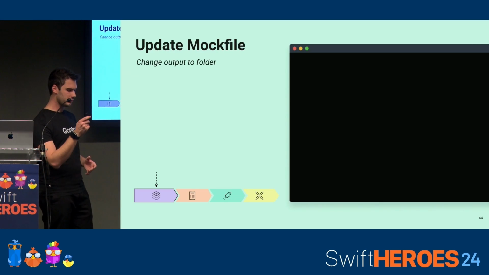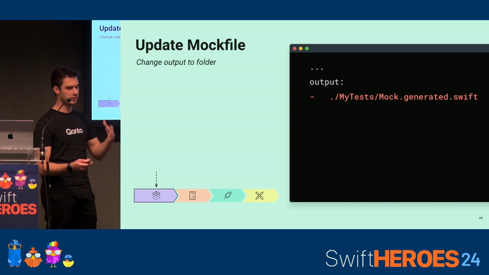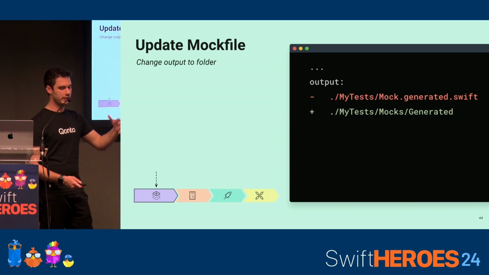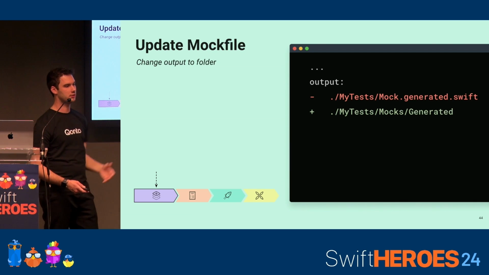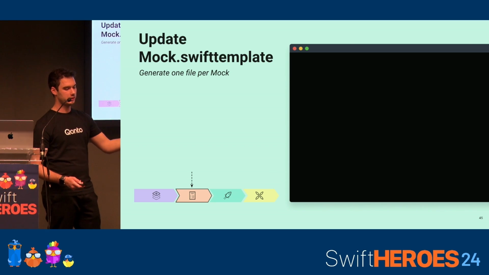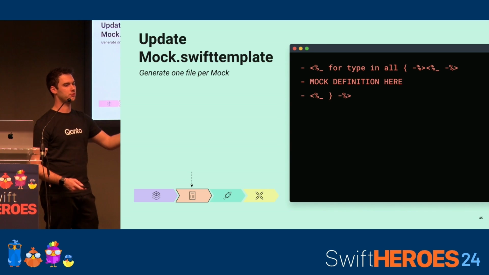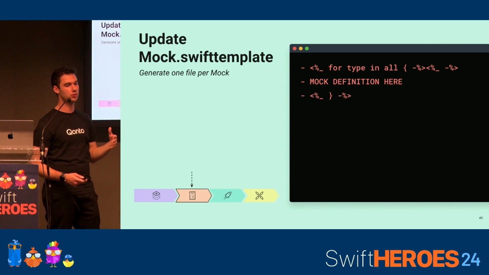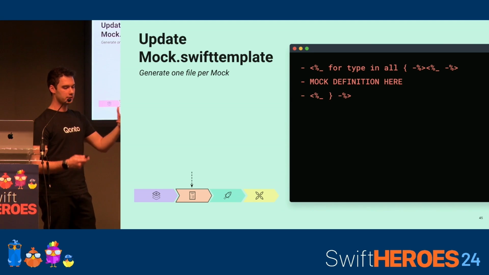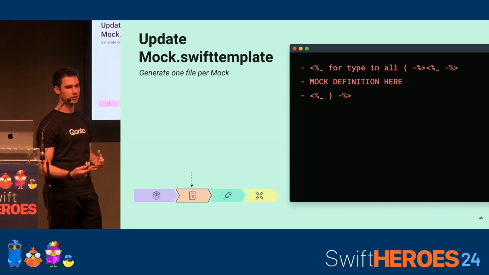So let's start. The first thing we do is the update to the mock file. We'll simply change the output from a single Mock.generated file into a mocks/generated folder. The second thing we do is the update to the template. So mock.swift_template by default provided by SwiftyMocky starts with a for loop, and it cycles onto an all array. The all array contains all of your protocols to be mocked.